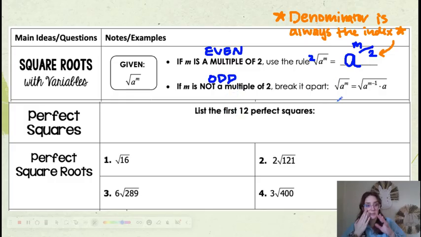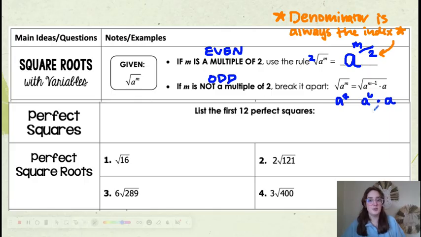So we can break it apart. Whatever the exponent is, let's say it was 7, a to the power of 7, we can rewrite it as 7 minus 1, so that's a to the power of 6 times a. By subtracting 1, we're making it even. Our goal is for it to become even, and we're going to see how that makes it easier when we simplify. All right, and this is one method to solve.